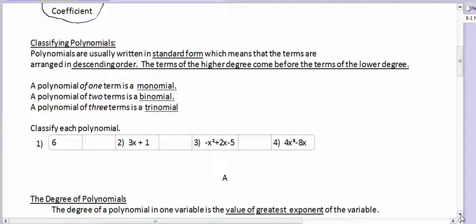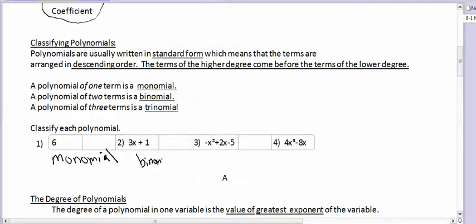Okay, and then 1, 2, 3, and 4 below, we are going to classify each polynomial. So now number 1, I have just the constant 6. It's a number. It's one number, and it is a monomial. It's just one term altogether. So write that underneath. It's a monomial. But now this number 2 has a 3x and a 1. How many terms are there? There's 2 terms. So this is called a binomial.